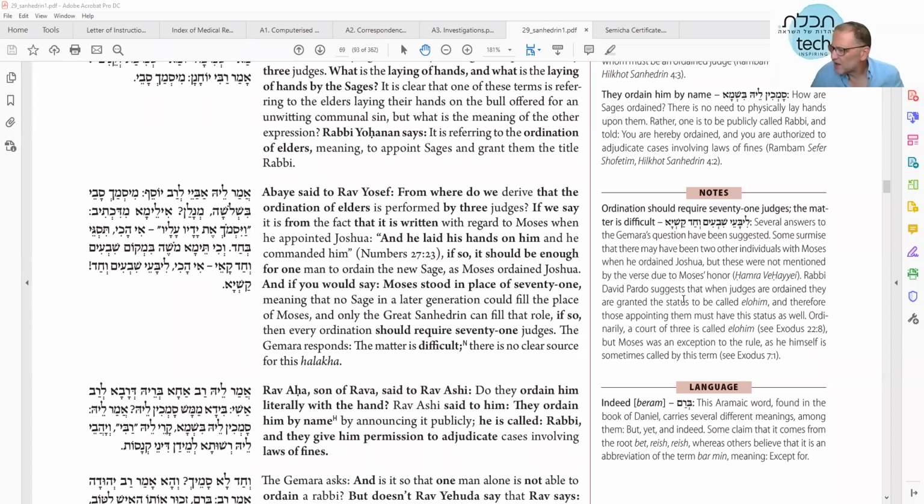Rabbi David Pardo suggests that when judges are ordained, they are granted the status to be called Elohim, which we would normally translate as gods. But we've had this before, haven't we? Right at the beginning, we learned the whole idea that we need 3 judges in a bet din from the pasuk that says a ganaf, a thief who is caught, has to draw near Elohim, to the judges. So Elohim means judges, and therefore those appointing them must have this status as well. Ordinarily, a court of 3 is called Elohim. That's what we were saying right back in November 2019 when we first did the Mishnah, that Elohim refers to judges. Moses was an exception to the rule, as he himself is sometimes called by this term.